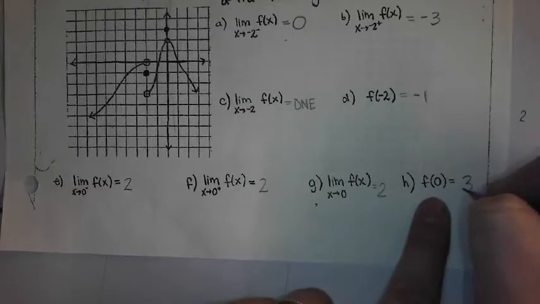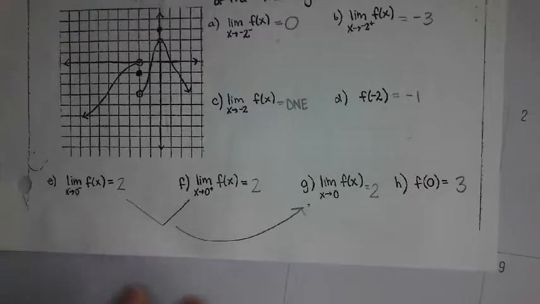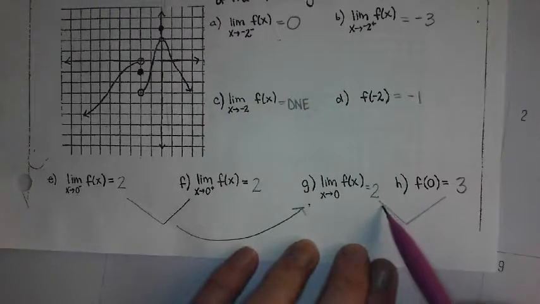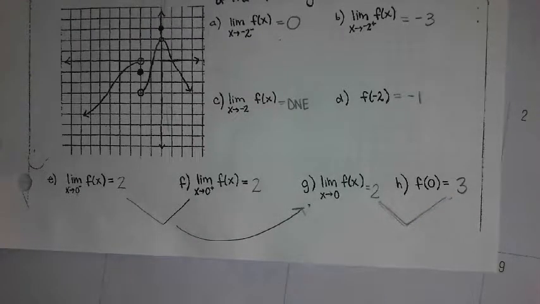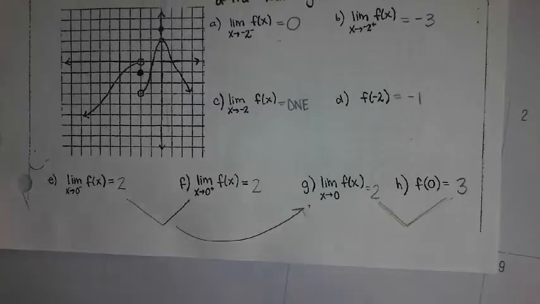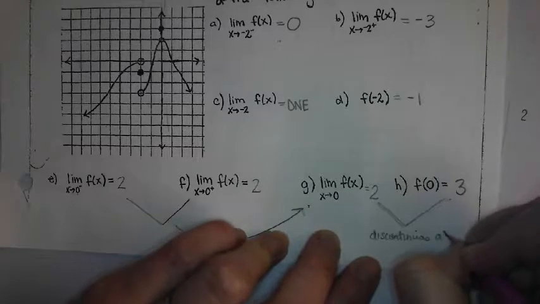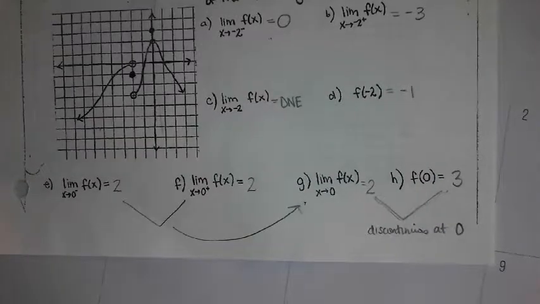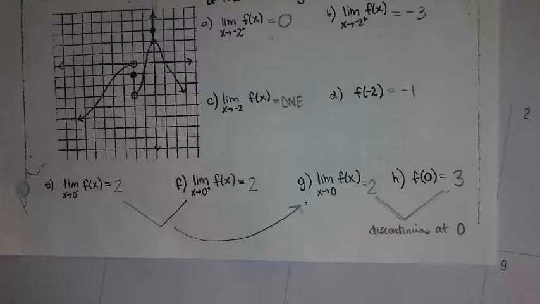So these two agree, which makes your overall limit exist. What did we learn yesterday? The fact that these two don't agree tells us what? The graph is discontinuous. Discontinuous at 0. It's continuous in other places and along other intervals, but specifically at 0, there's a point of discontinuity. Okie doke? All right.